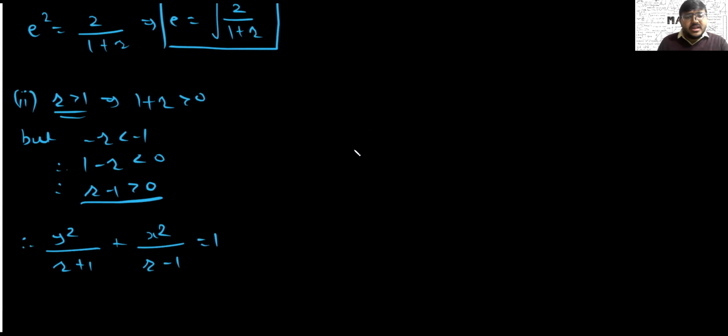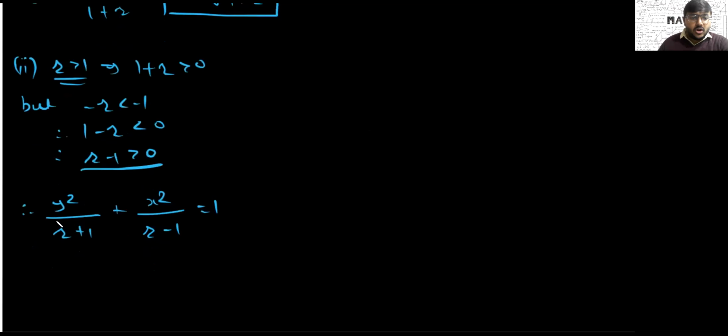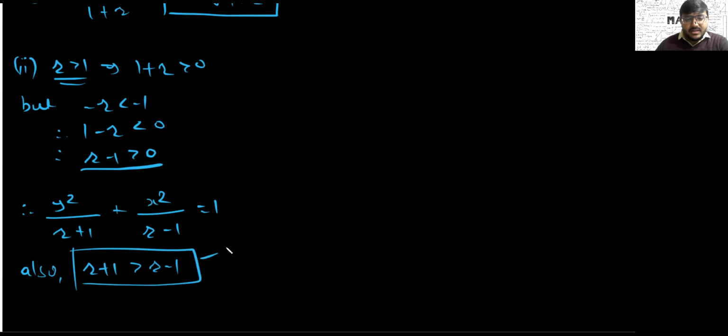Now for any value greater than 1, r plus 1 is always greater than r minus 1. Also, r plus 1 is greater than r minus 1. So here your a will be root of r plus 1 and b will be root of r minus 1. And now let me apply the equation of eccentricity. So the eccentricity of an ellipse will be e square equals a square minus b square by a square. Let me check what a square and b square are for us.